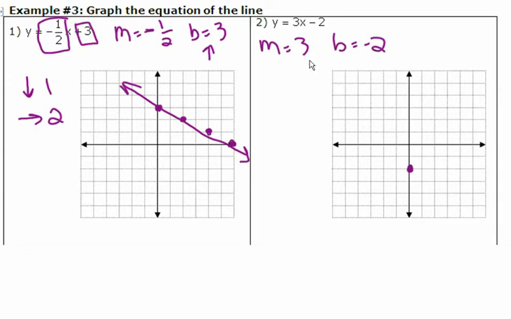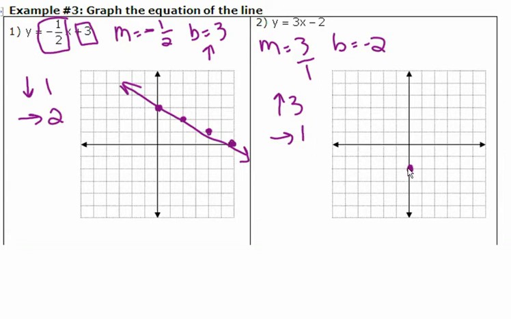Now my slope is 3. We always want our slope to be in fraction form because it's rise over run. Remember, anytime you have a whole number, you can make it into a fraction by putting it over 1. The top number is my rise. Since it's positive, it means I'm going up 3. My bottom number is the run. Since it's positive, it means I'm going to the right 1.